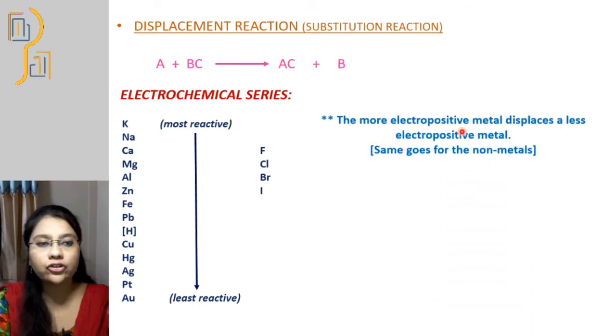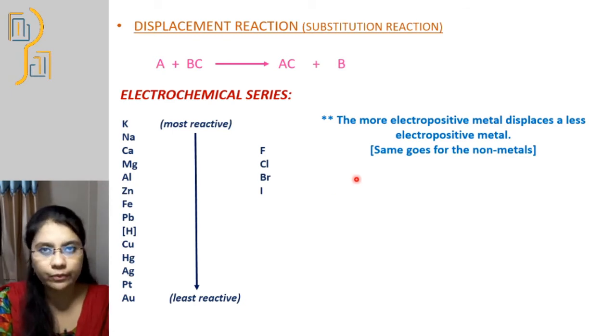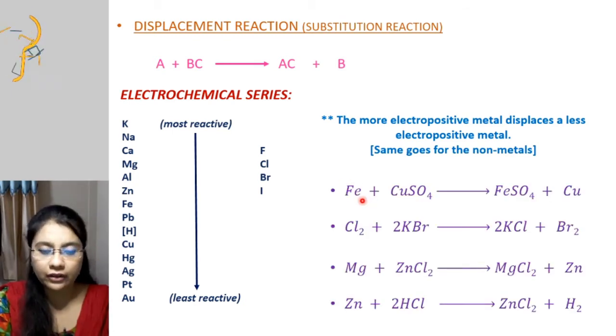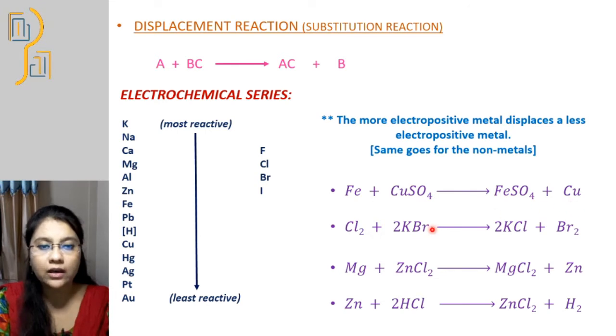The more electropositive metal displaces a less electropositive metal. Same goes for the non-metals. Let's understand this with some examples. Iron Fe plus copper sulfate gives ferrous sulfate plus copper. Now locate the position of these elements in the electrochemical series. Iron is over here, which is above copper. So iron can replace copper and it can form FeSO4.